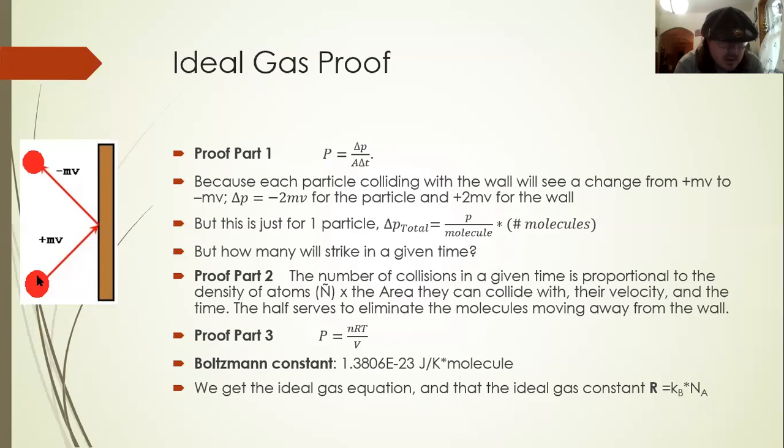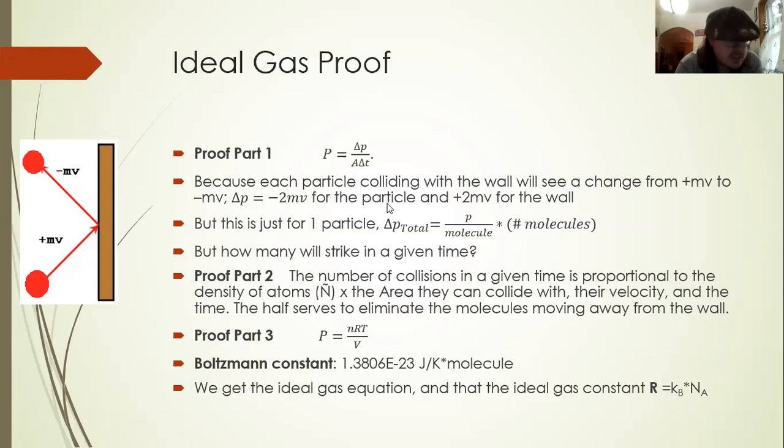So a gas molecule is moving left to right, hits a wall, and goes right to left. The momentum is positive mv, and if this is an elastic collision where momentum is conserved, it becomes negative mv. And so the net difference is negative 2 mass times the velocity for the momentum for that. And of course, for the wall, it's positive 2 mass times velocity.